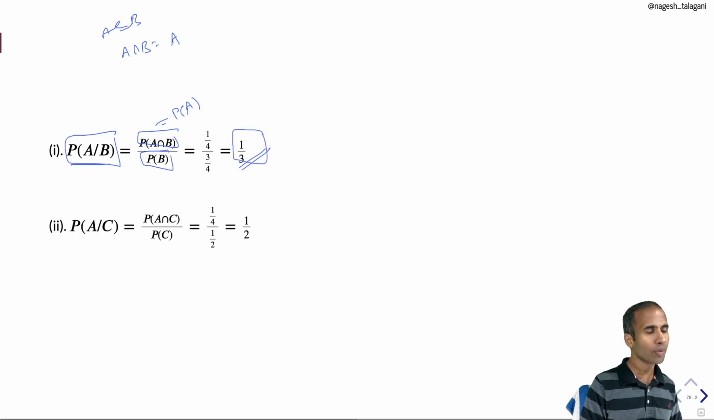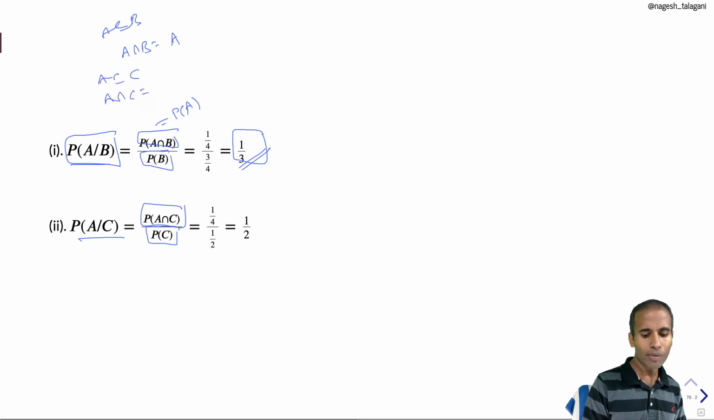Now question 2. Conditional probability of A given C. According to the conditional probability definition, this is the probability of A intersection C by the probability of C. Again, A is also a subset of C, which implies A intersection C will be the same as A. That's why this is the same as the probability of A. So the numerator is going to be 1 by 4, which is the probability of A, and the probability of C, we have seen, is 1 by 2. So 1 by 4 divided by 1 by 2 is going to be 1 by 2.